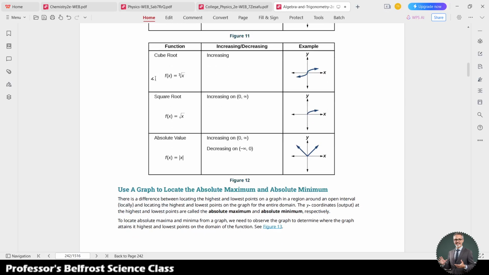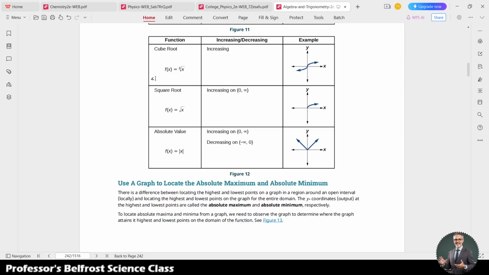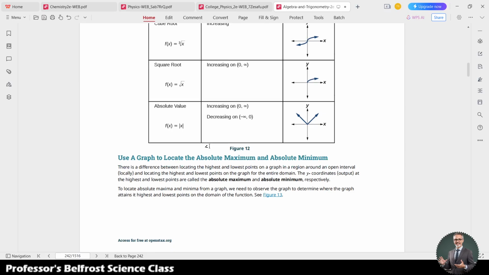The square root function is increasing on the domain of 0 to infinity. And the absolute value function is increasing on 0 to infinity and decreasing on -infinity to 0.